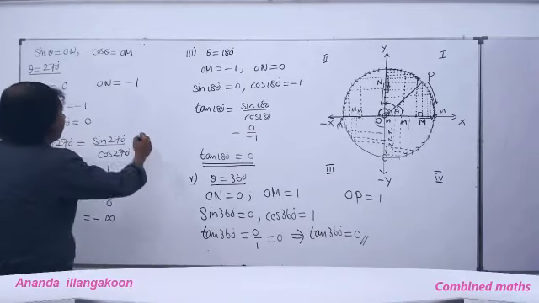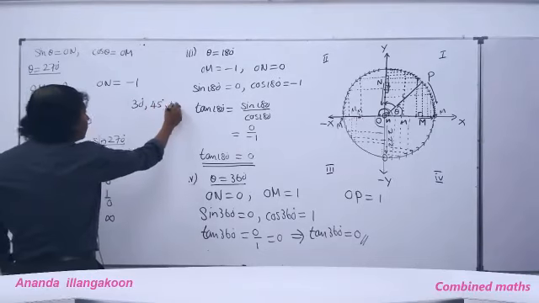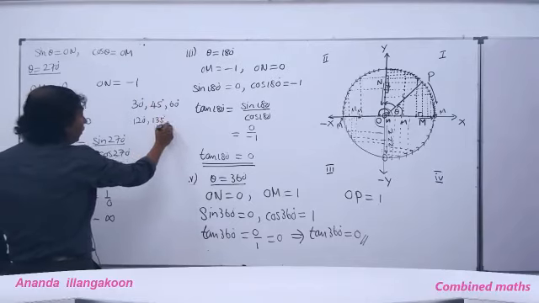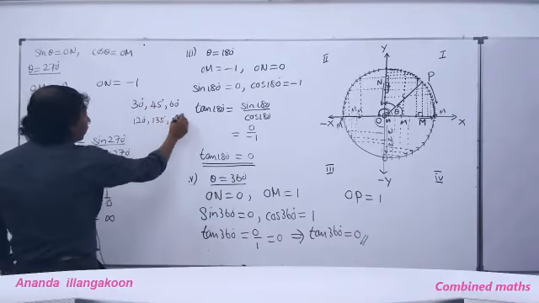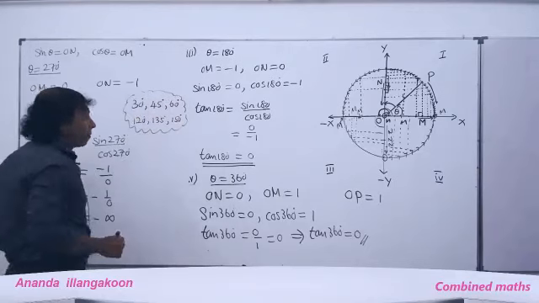30 degrees, 45 degrees, 60 degrees, right? Thereafter 120 degrees, 135 degrees, 150 degrees. This all.